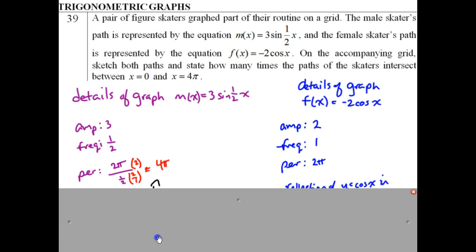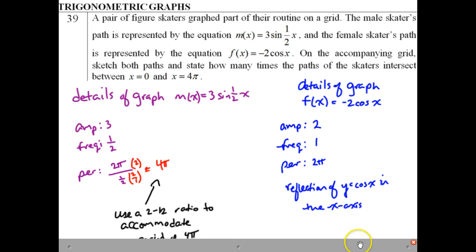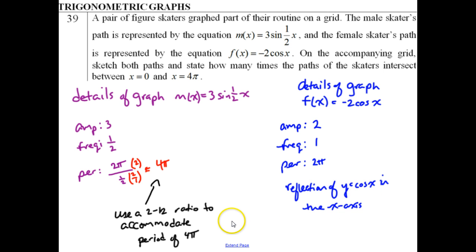Finally, some notes. Over on the right we said, because of that negative, it's going to be a reflection of y equals cosine in the x-axis. And over on the left side we said, hey, when we graph this, we're going to need to use a 2 to 12 ratio to accommodate the fact that we need to go out to 4 pi. It has to graph between 0 and 4 pi.